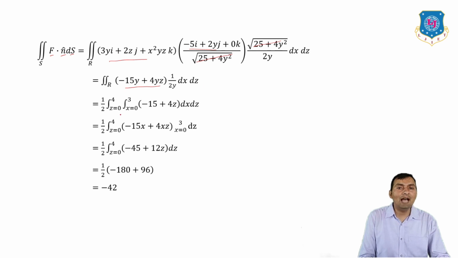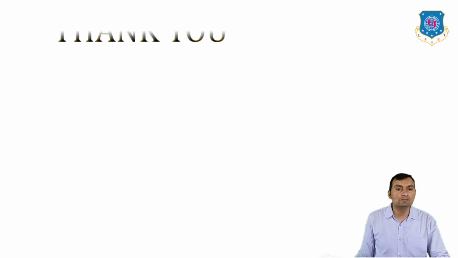Now whatever we have, assume the limit for x is 0 to 3 and z is 0 to 4. And after integrating, we will obtain this one. And after simplifying all these terms, you will get the answer, that is minus 42.